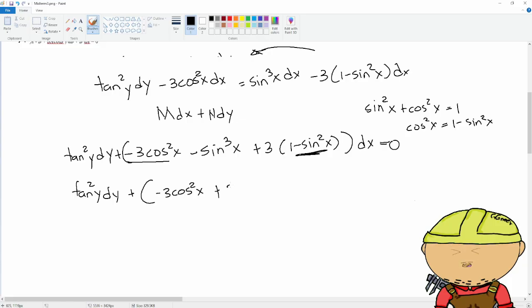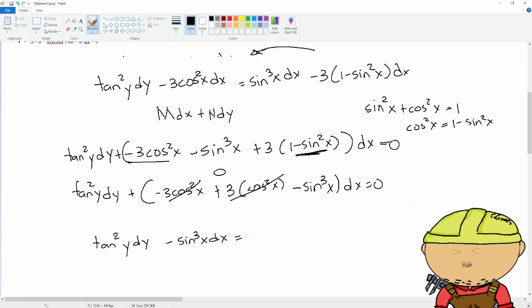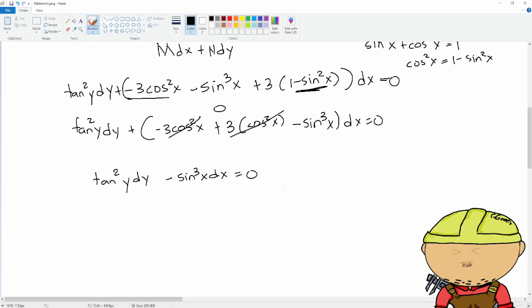Meaning this is 3 cosine square x. And positive 3 and negative 3 added together, well, positive 3, negative 3, that's 0. Alright, that's 0. Okay, so our equation will be tangent square y dy minus sine cube x dx is equal to 0.